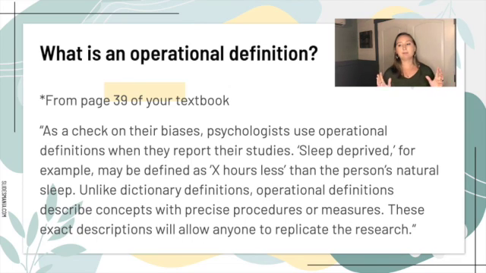As a check on their biases, this is a quote, by the way: as a check on their biases, psychologists use operational definitions when they report their studies. Sleep deprived, for example, may be defined as X hours less than the person's natural sleep. Unlike dictionary definitions, operational definitions describe concepts with precise procedures or measurements. These exact descriptions will allow anyone to replicate the research.